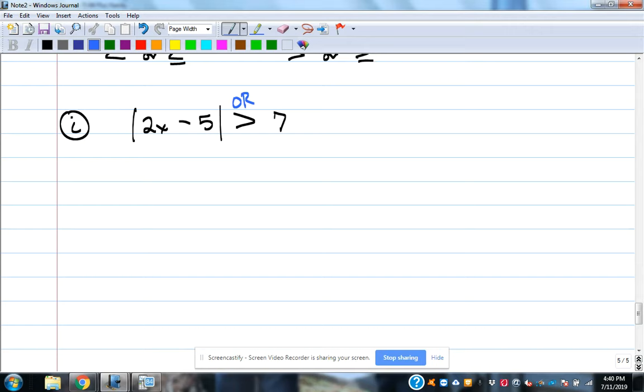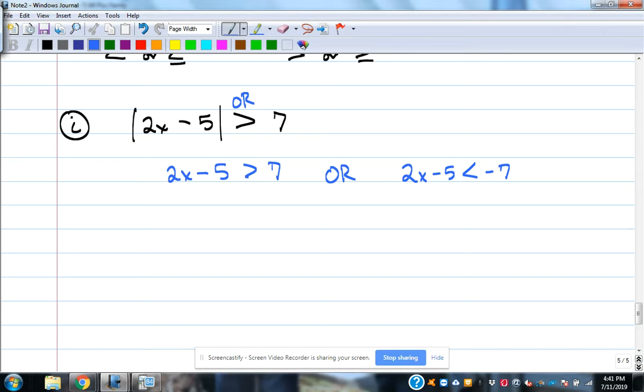All right, so that means we're going to set this up almost exactly like we did the equations, all right? We're going to set up two inequalities. We're going to set up 2x minus 5 is greater than 7, or 2x minus 5, and then we're going to flip the symbol, less than -7.